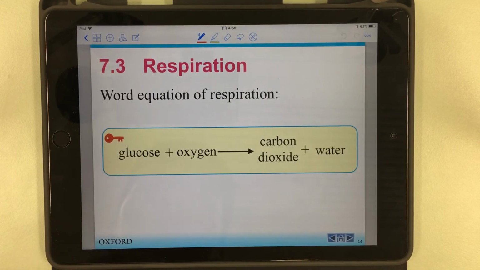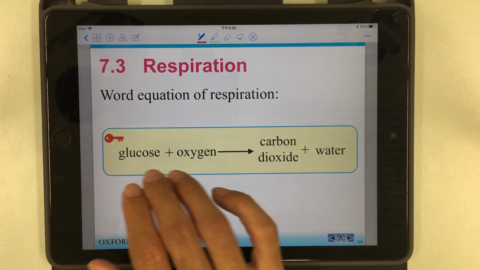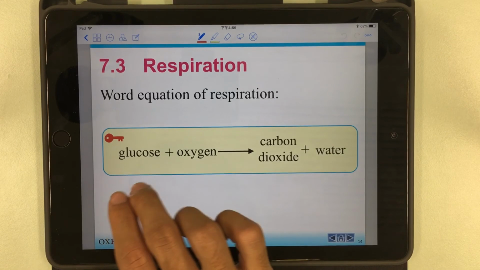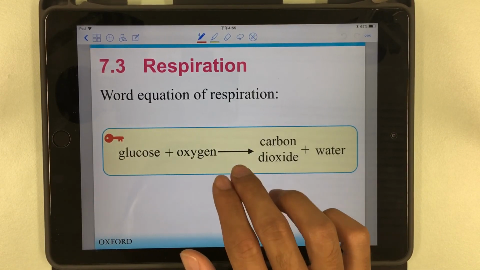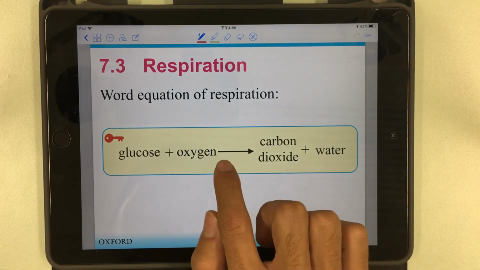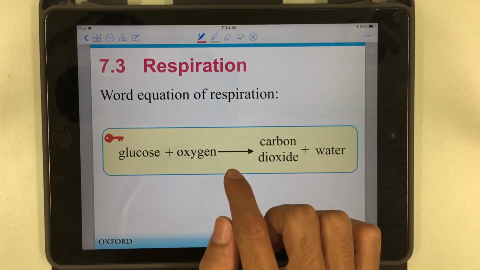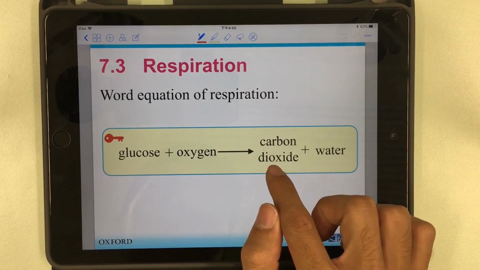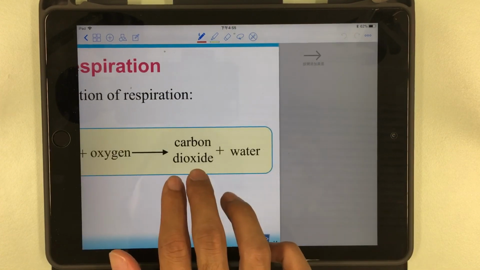So remember the word equation. Simply like here, glucose plus oxygen. Glucose is from the food, and during the respiration process, this arrow means the chemical reaction. So it produces carbon dioxide plus water. So this is the process of respiration.